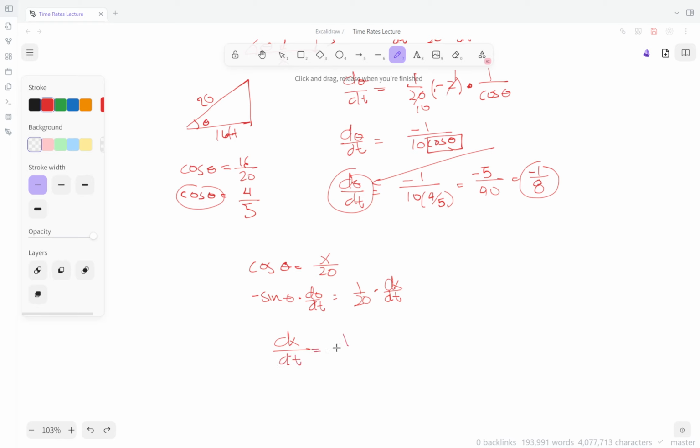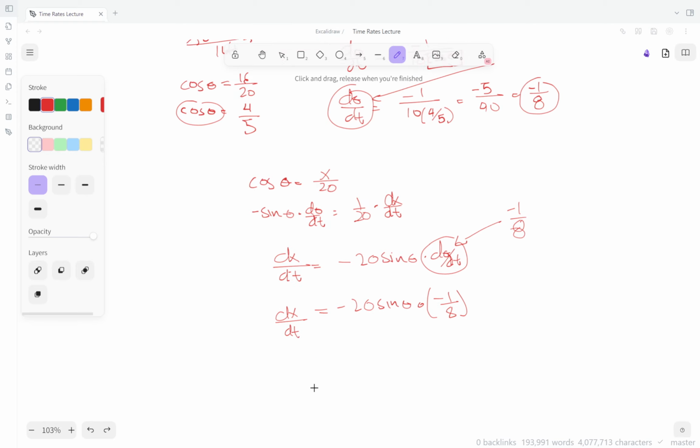So here we got 1 over 20. We're looking for dx dt, so we need to multiply 20 on the other side. It's negative 20 sine theta d theta dt. Remember, we already got the value of this: negative 1 over 8. So we just need to find sine of theta. Let's find that on the next line. And remember, the way that you would check your answer is that it should match the previous answer.